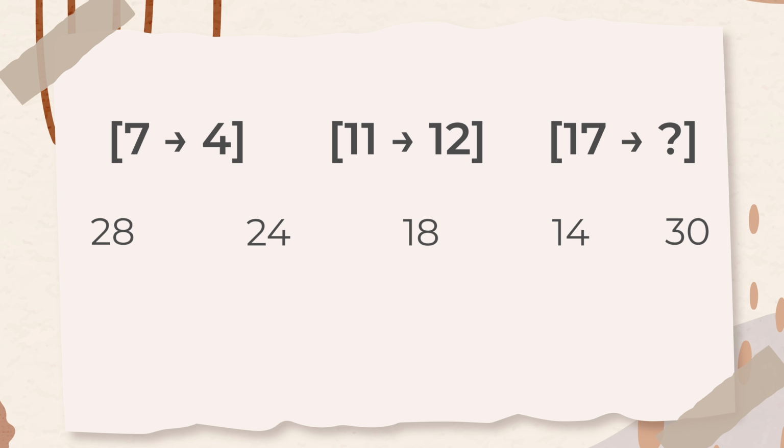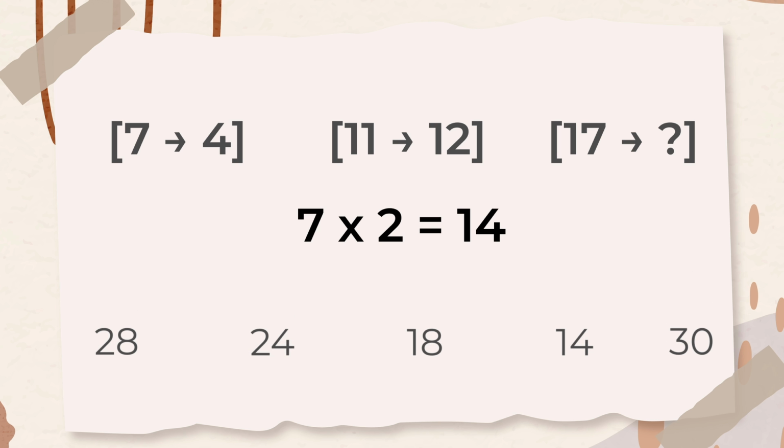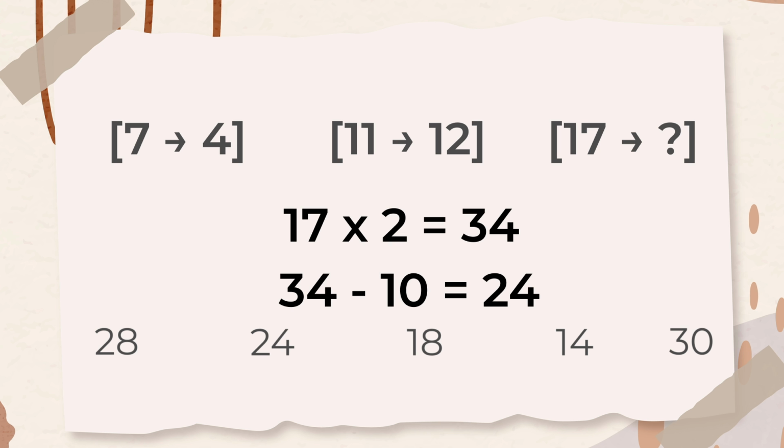The number on the right side is obtained by multiplying the number on the left side by 2 and then subtracting 10 from the answer. So, 17 multiplied by 2 equals 34, and then we subtract 10 to receive the correct answer, which is 24.